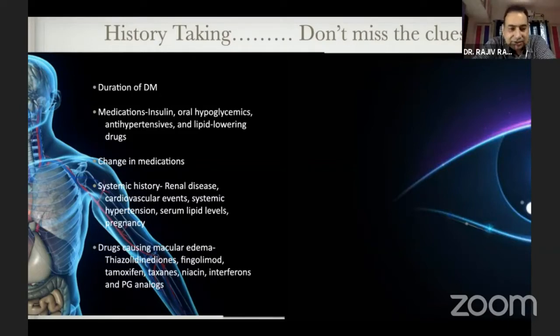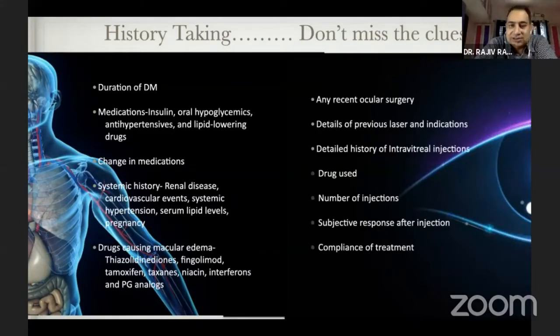Thiazolidinediones, the glitazones, are one such drug. Besides that, there are many others like fingolimod, tamoxifen, an anti-cancer drug. Important are niacin and prostaglandin analogs. All these cause macular edema, so you should take a history on these. Get details of any recent ocular surgery which has been done. You need to differentiate between a pseudophakic macular edema and a diabetic macular edema.